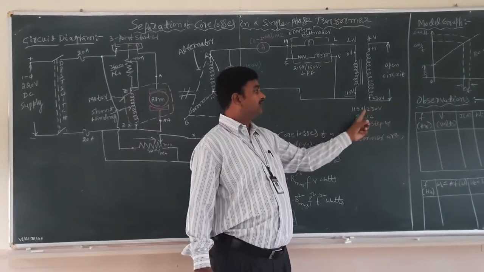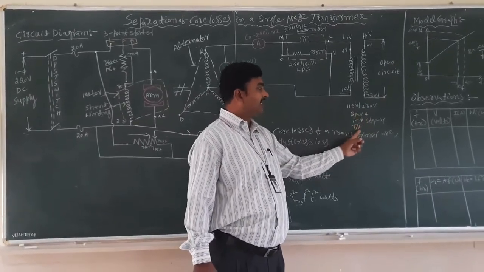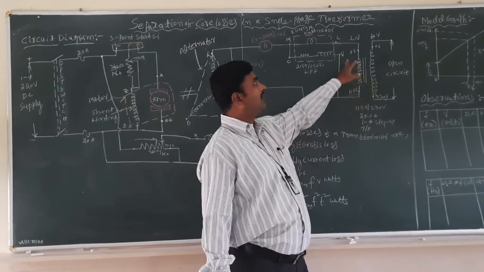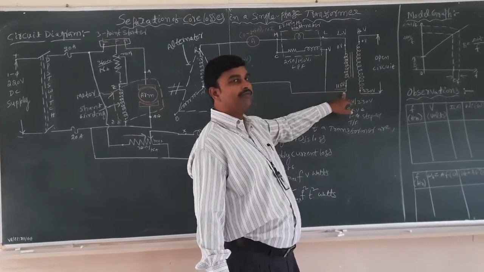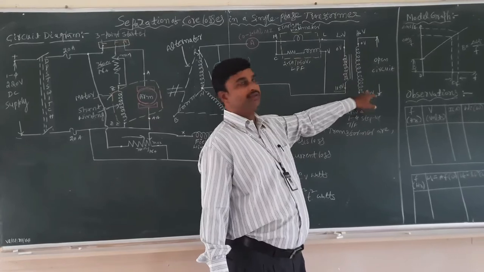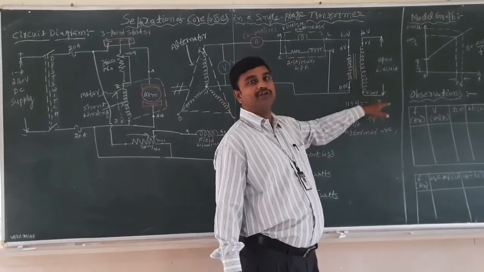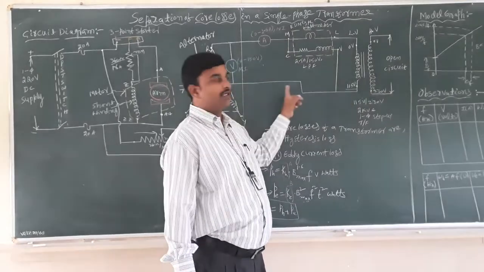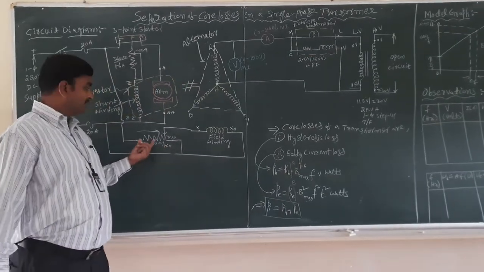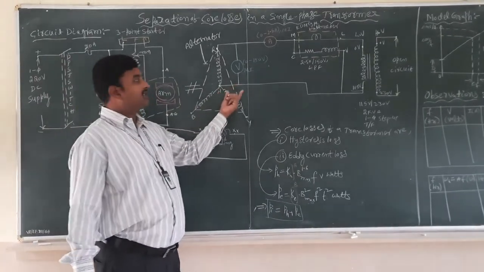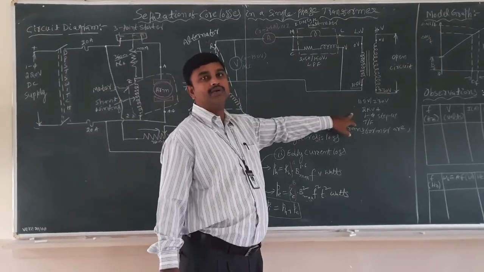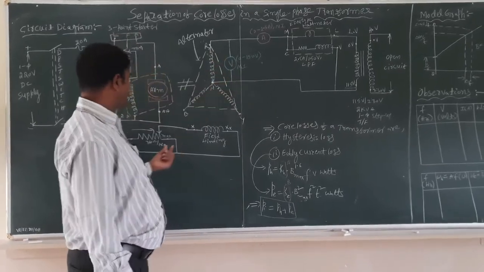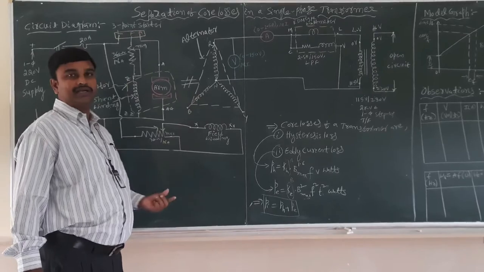Here the transformer is a 2 kVA single phase step up transformer. This step up transformer has 2 windings, LV and HV. LV is 115 volts, HV is 230 volts. The high voltage winding is left open circuited, and all the measuring instruments are placed on the low voltage side. We adjust the rheostat to the rated voltage, that is 115 volts, the rated voltage of the transformer. Till the rated voltage is shown in the voltmeter, we give excitation to the alternator.